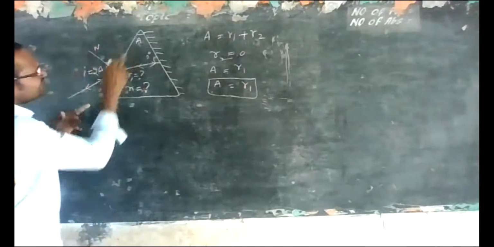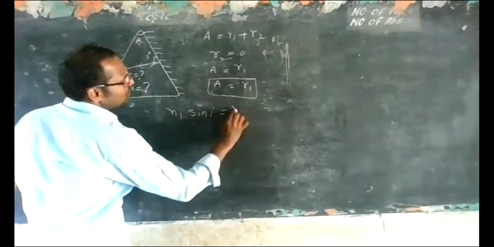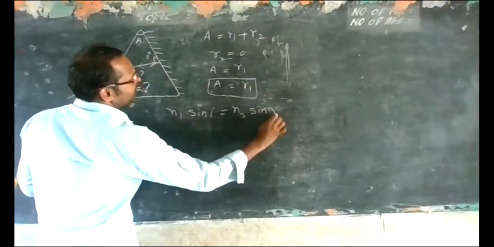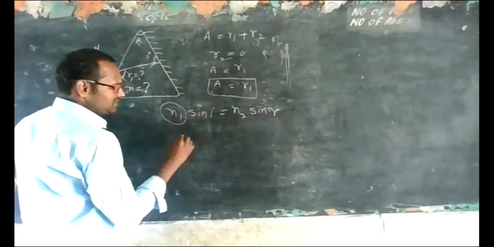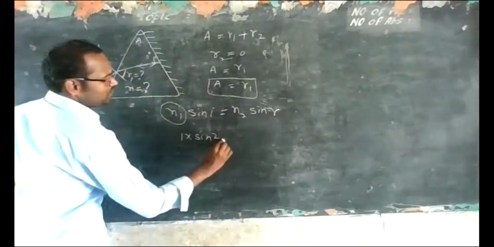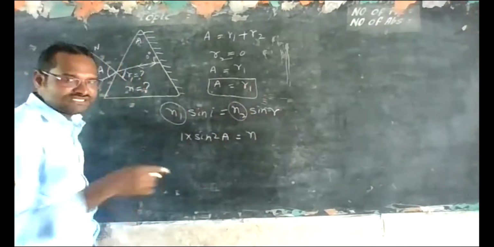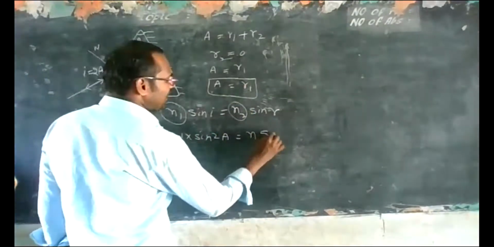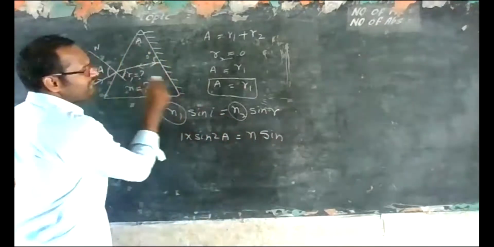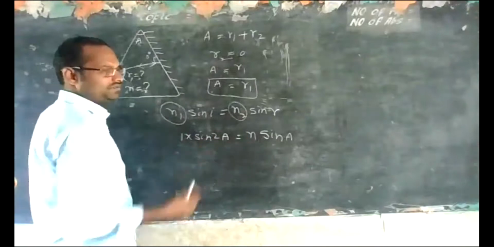Now apply Snell's law for this surface. What is that? N1 sin I is equal to N2 sin R. N1 is air, meaning 1. 1 into sin I. The I value given is 2A. Sin 2A is equal to N2, which is unknown. Let us call it N. This is what we need to find, into sin R. The sin R value we have just found is A. So 1 into sin 2A is sin 2A.